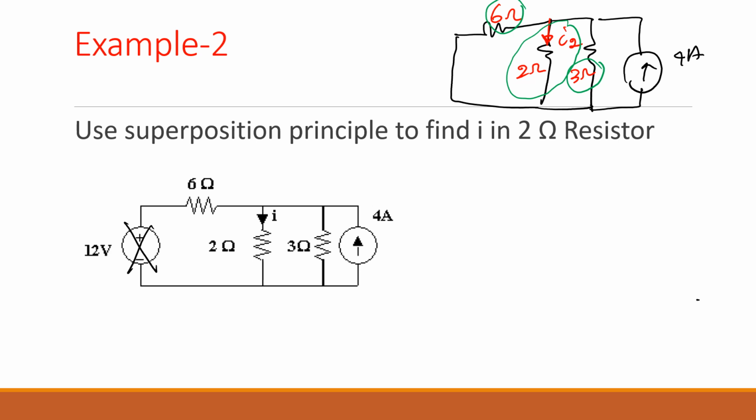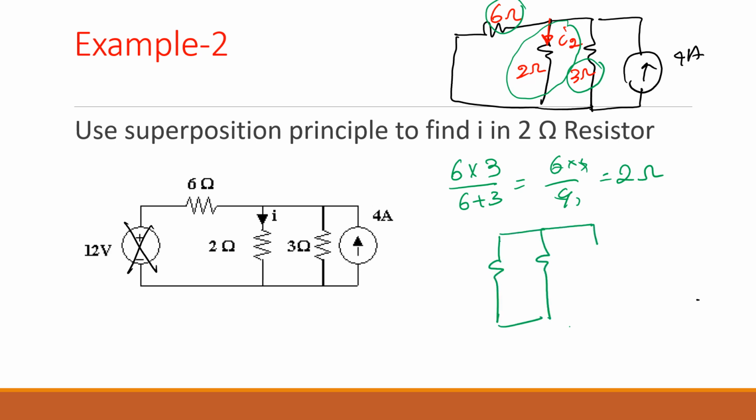Agree or not? Yes. So when you add the 6 and 3, that will be 6 times 3 divided by 6 plus 3, which is 6 times 3 divided by 9, and this will be 2 ohms, isn't it? So you can redraw the circuit like this. 2 ohms, 2 ohms. So this is my I2. Up to here, are we good?